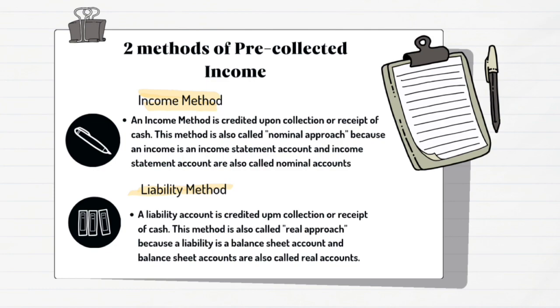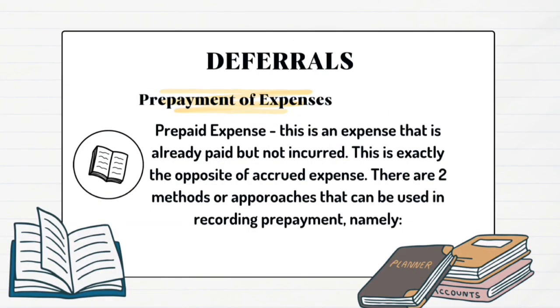So the second type of the deferrals is the prepayment of expenses. It is a prepaid expense. This is an expense that is already paid but not incurred. This is exactly the opposite of accrued expense. And there are two methods or approaches that can be used in recording prepayment.